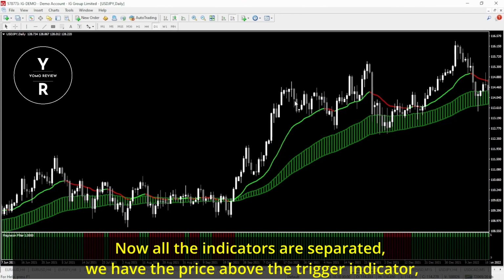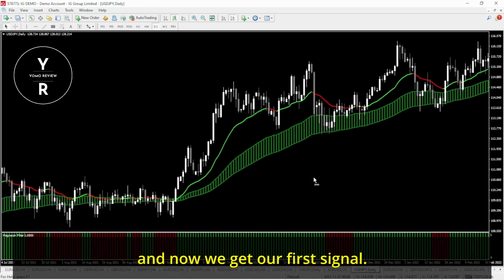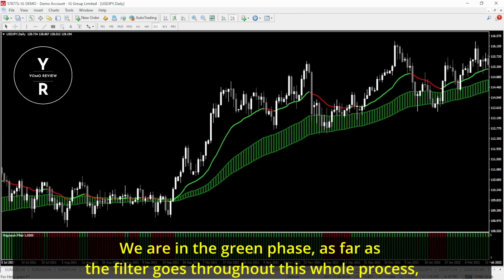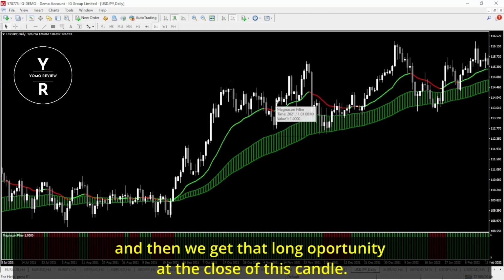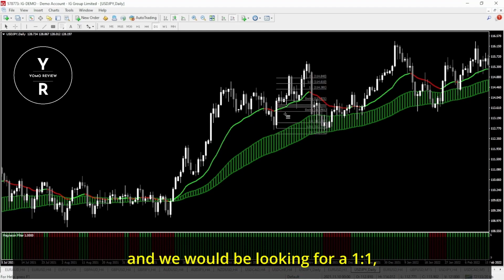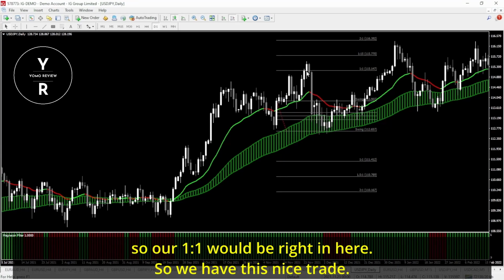All the indicators are separated. We have the price above the trigger indicator, and now we get our first signal. So the price comes back, it moves below the trigger indicator, turning the trigger indicator red. We are in the green phase as far as the filter goes throughout this whole process, and then we get that long opportunity at the close of this candle. So our entry would be at the close of the candle, and our stop loss would go underneath, and we'd be looking for a 1-to-1. So our 1-to-1 would be right in here. So we'd have this nice trade.